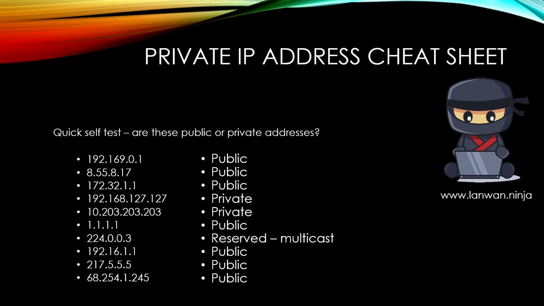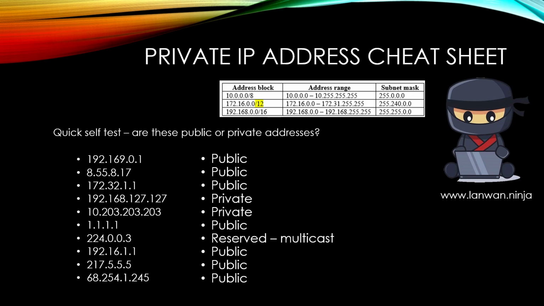One last thing here is a quick private IP address cheat sheet. This shows you all of the private IP address ranges. And if you'll notice there, the 172.16.0.0, I've got it highlighted at the /12 because that's the one that sometimes can be confusing.